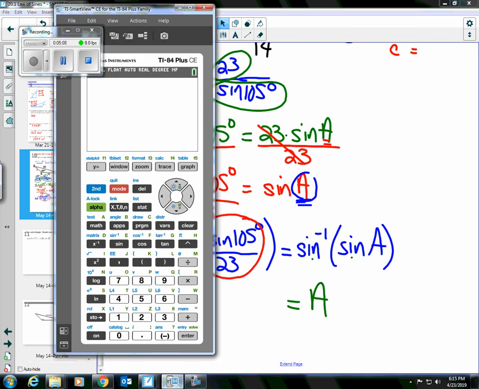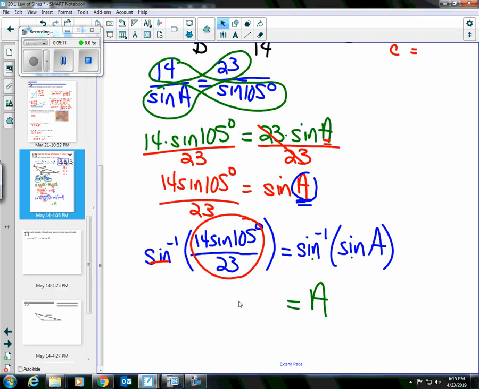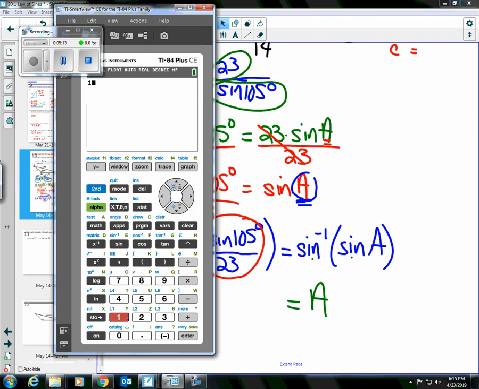So we'll have, first of all, 14 sine of 105. So we have 14 times the sine of 105 degrees. Don't forget, got to finish off the parenthesis. That's a huge goof people make. And if you don't finish off the parenthesis, you're not actually dividing what you think you are. So then divided by the 23. And let's see what we get for that. That's the number on the inside. I wouldn't write that down. You don't need to. That's a decimal number.